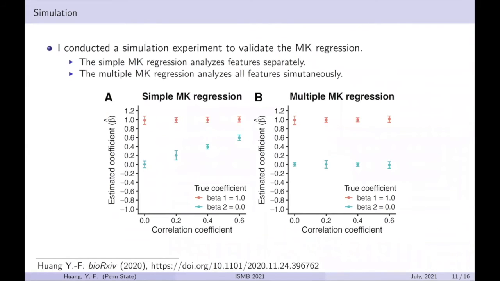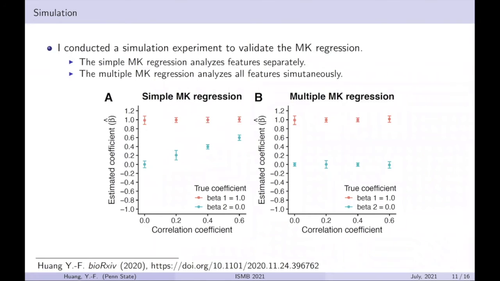We first conducted a simulation experiment to validate the MK regression. To do so, we include two genomic features, and we assume that the two genomic features in the simulation experiment could be correlated. And we have the correlation coefficient on the x-axis here. Then we generate divergence and polymorphism data based on an evolutionary model motivated by the MK test. After that, we apply two versions of the MK regression to the same simulation data.